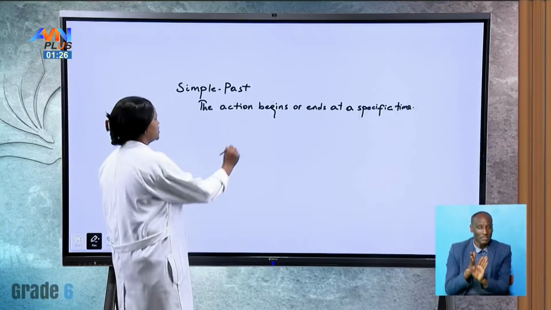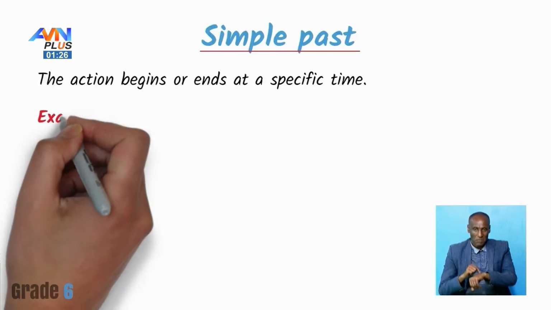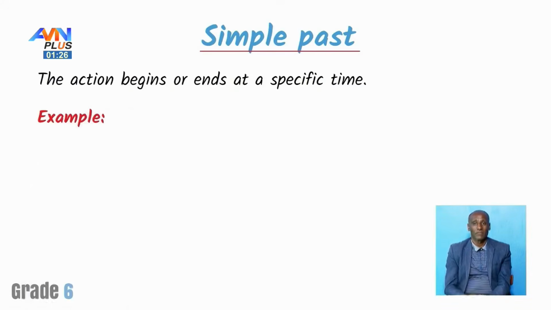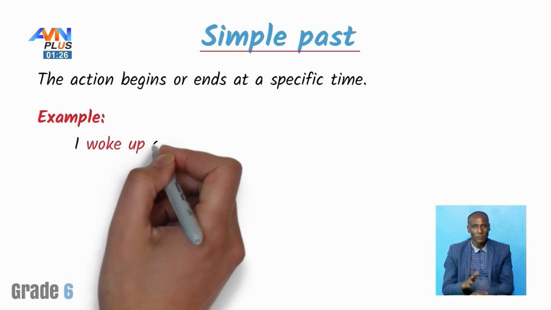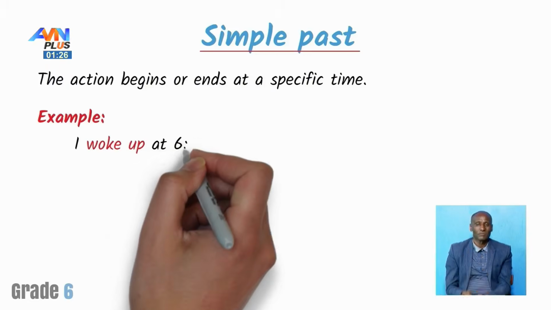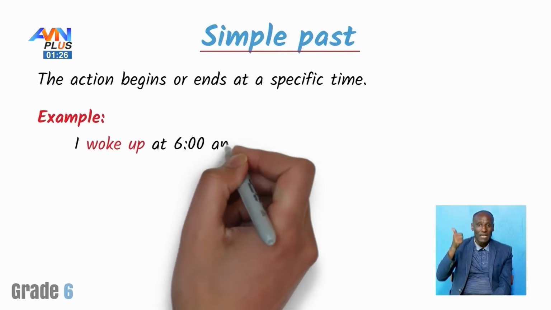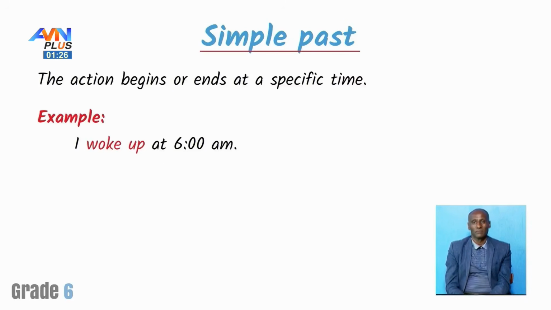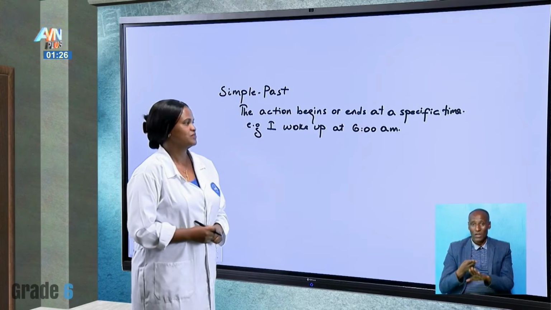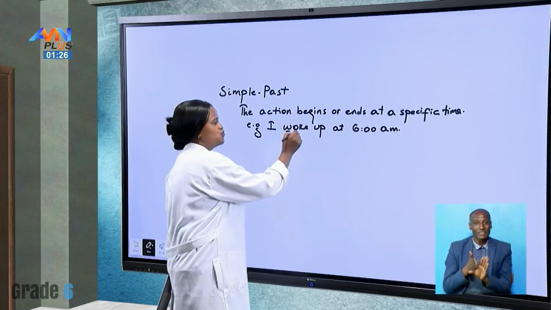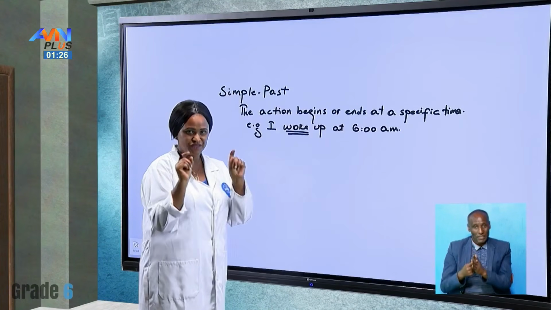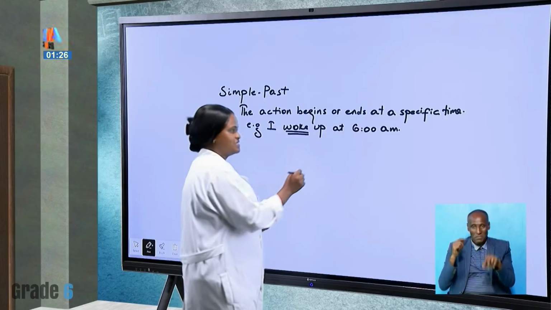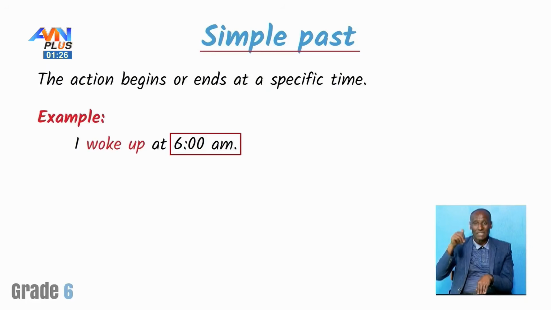For example, you can say, I woke up at 6 a.m. Look at this sentence. I woke up at 6 a.m. The waking up action begins or starts at a specific time. And what time is that? 6 a.m. Very good.